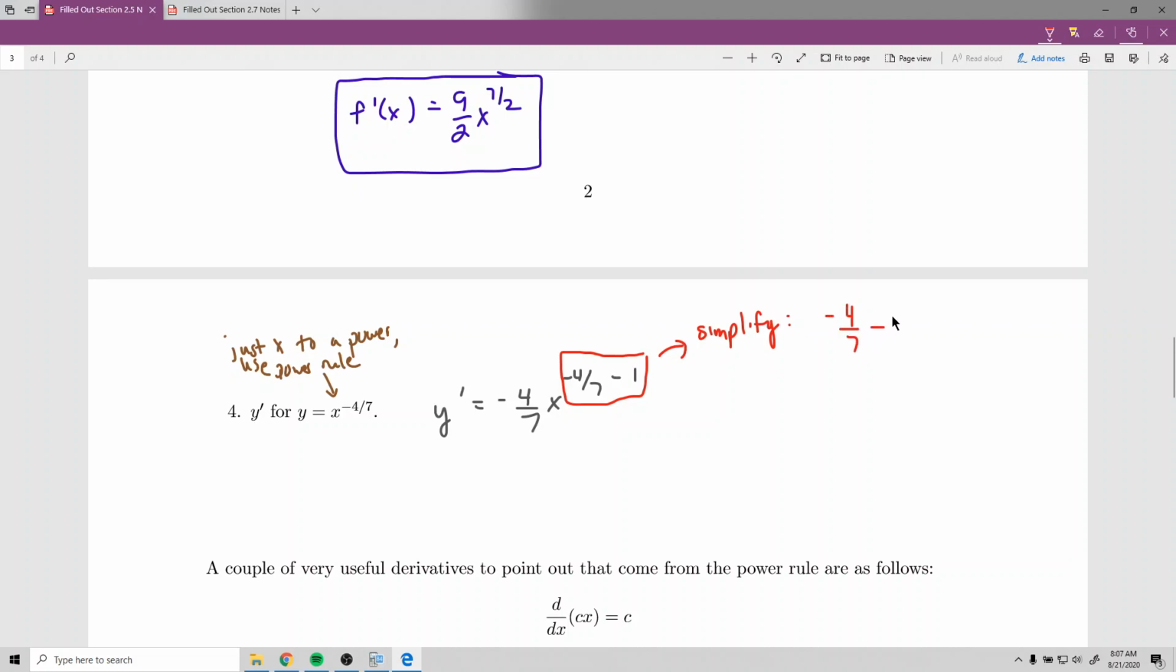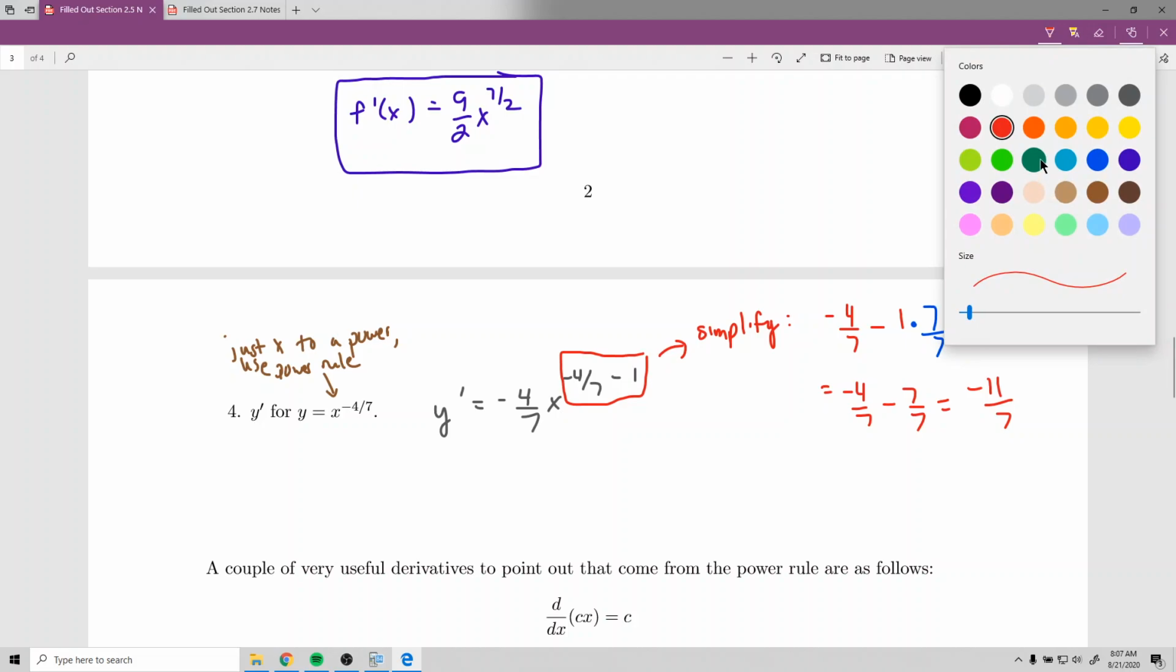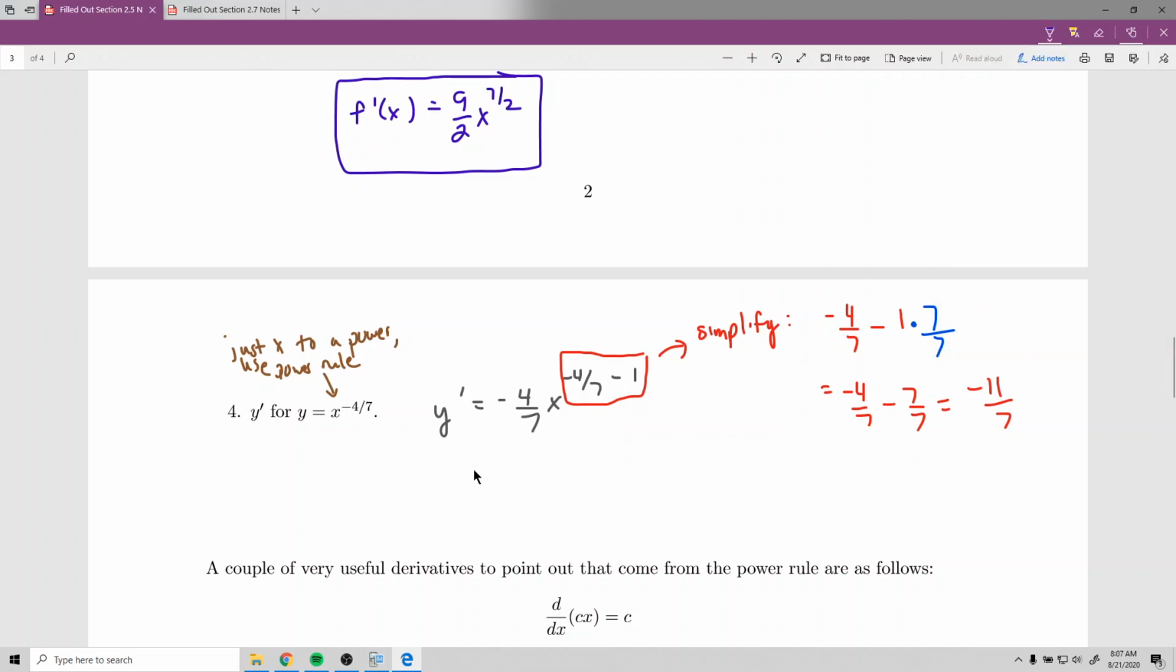But -4/7 minus 1. To get a common denominator, we multiply the 1 by 7/7. Then we get -4/7 minus 1 times 7 is 7/7. And finally, -4 minus 7 is -11/7. And once we plug that in, we have our answer. -4/7 x to the -11/7.